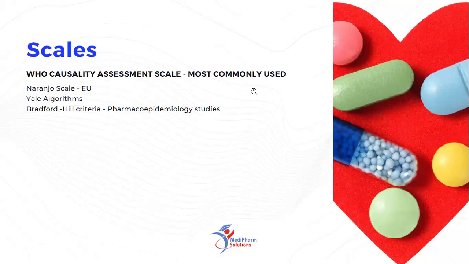The most commonly used scale to assess causality is the WHO scale. If you want this, you can download it from the UMC, Uppsala Monitoring Center website. There is this WHO causality scale. Again, I will be explaining in the next slide. And then the Naranjo scale for EU, and the Ailes algorithm, and the Bradford Hill criteria. This is done for pharmacoepidemiological studies. These are a few scales that are used to assess causality.